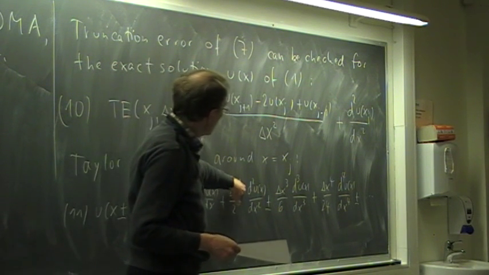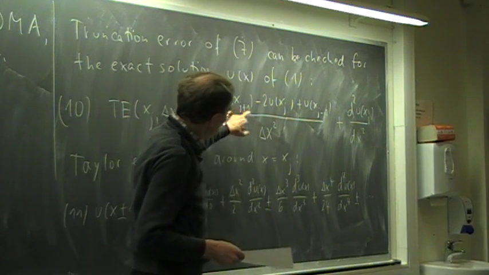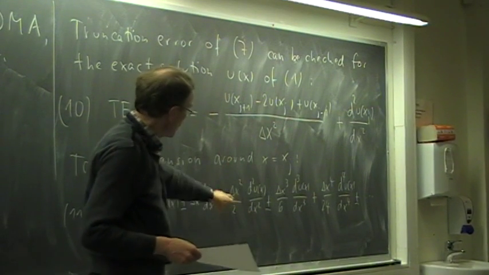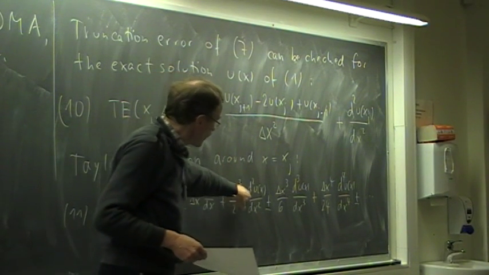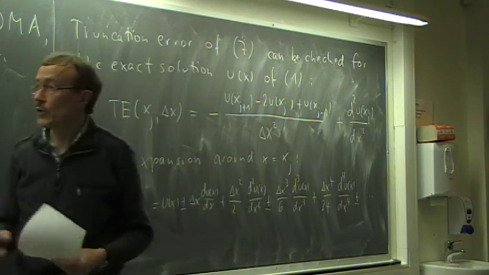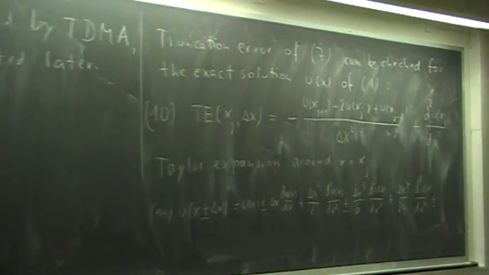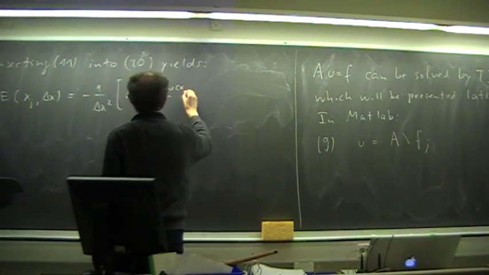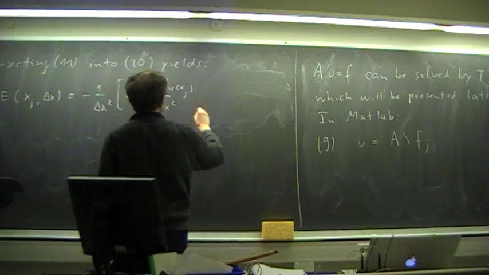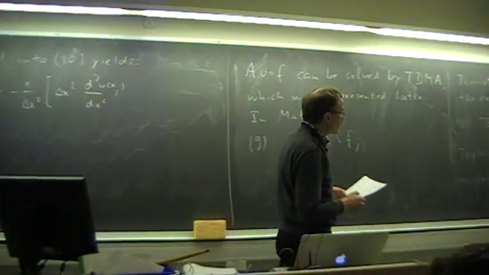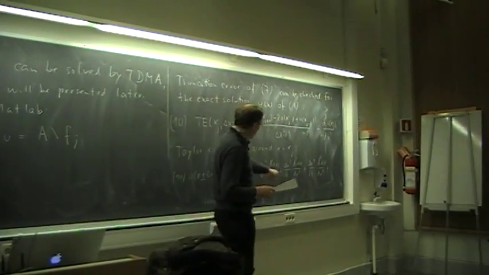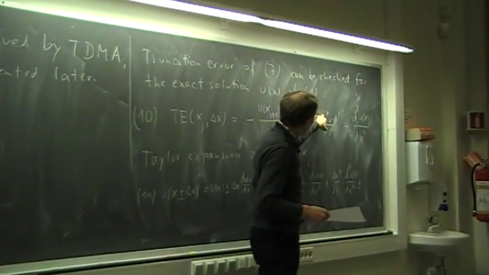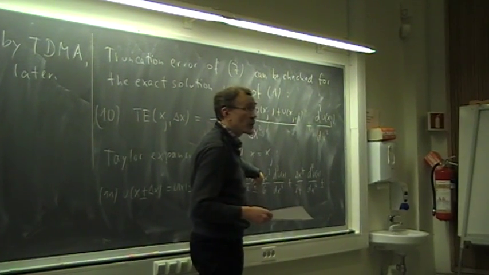Next is this. We get it with a plus sign from here, and with a plus sign from here, so we get it twice. 2 times this gives delta x squared times the second derivative. So that is the first term that survives. And the next term is the third order term. We get it with plus from here and minus from here. The sum cancels.